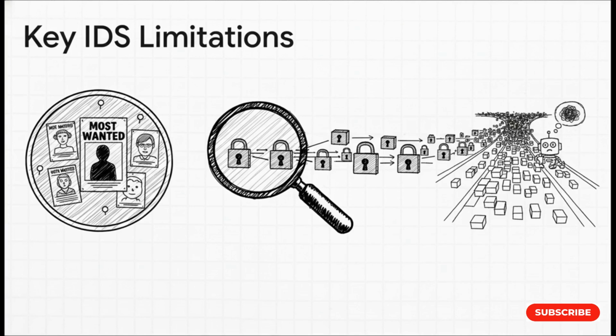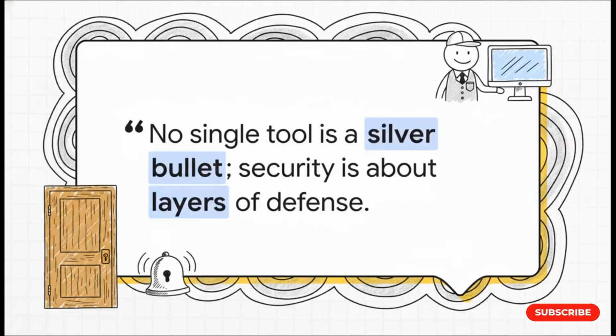Then there's encryption. Attackers love it, because it's like they're sending their malicious code in a locked box that the IDS can't see inside. And finally, on really high-speed networks, an IDS can sometimes become a bottleneck, struggling to inspect every single piece of data flying by. And that really brings us to the most crucial point of all. No single tool is a silver bullet for security.